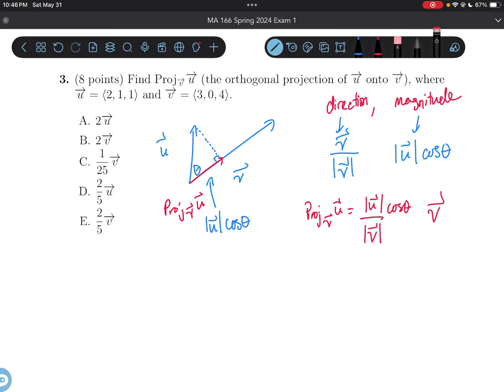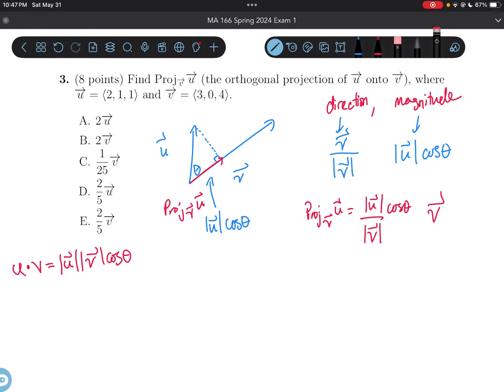However, this portion up here looks very similar to the formula for the dot product of 2 vectors. So the dot product of 2 vectors, u dot v, is equal to the magnitude of u times the magnitude of v cosine theta. So right now we have the magnitude of u and we have cosine theta.